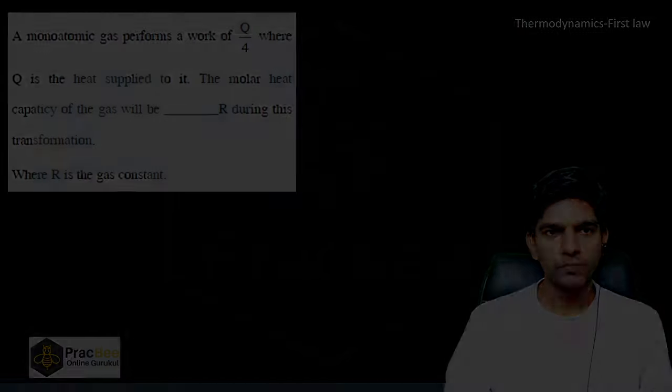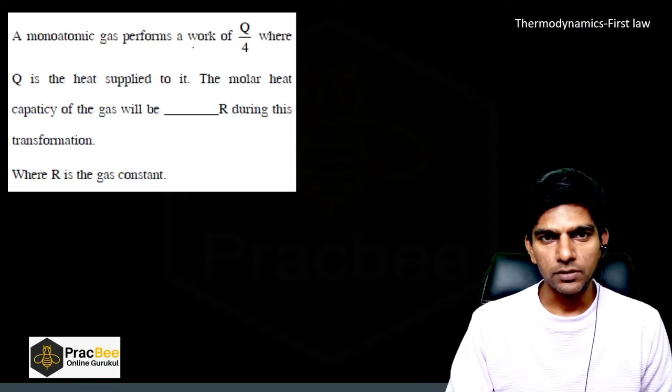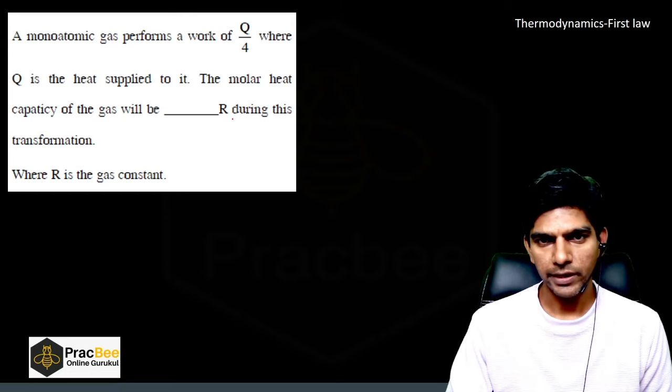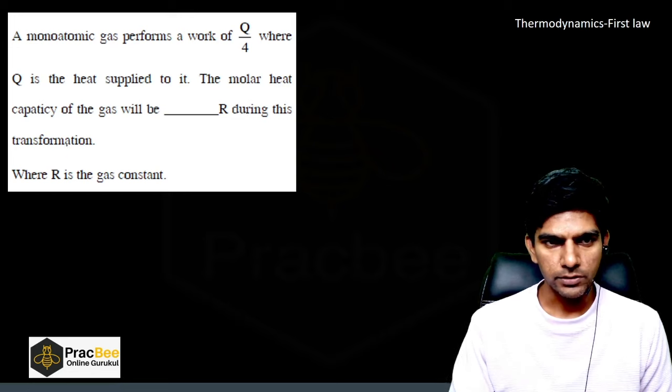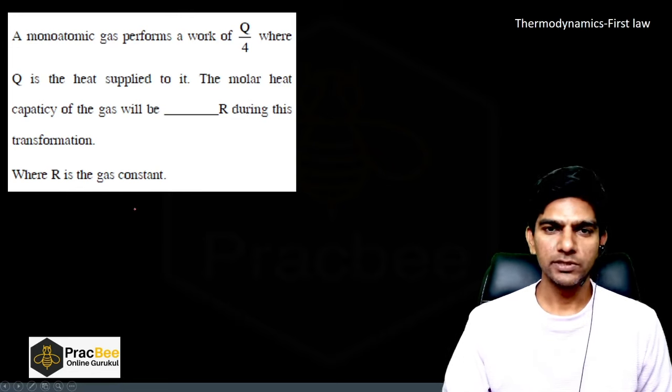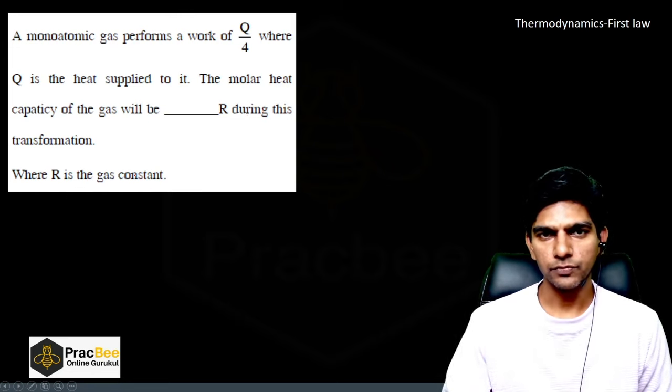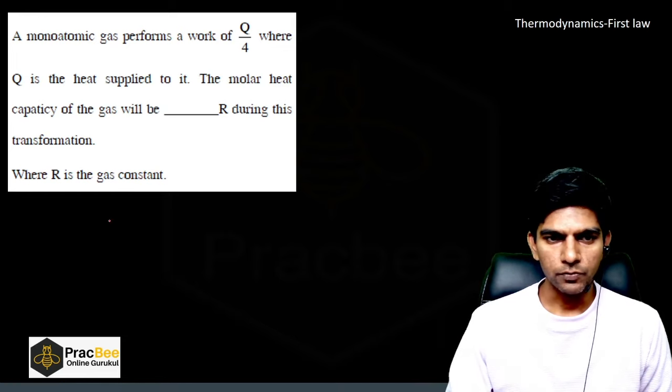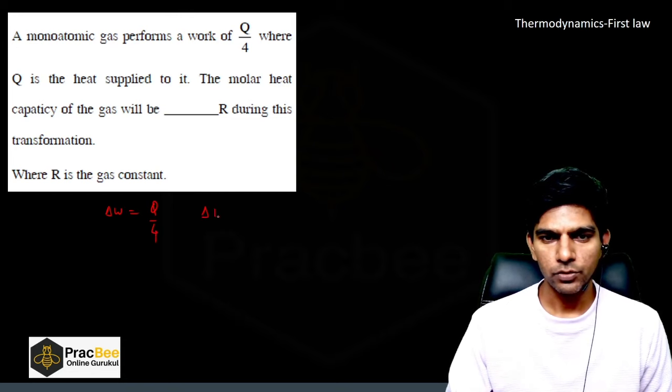Okay, now let us see one more question. A monatomic gas performs a work of Q by 4, where Q is the heat supplied to it, and the molar heat capacity of the gas will be dash times R during this transformation, where R is the gas constant. So basically we have to find the molar heat capacity for this particular process. So we have been given Q, the heat supplied, and by the first law of thermodynamics, work is also given, right? So delta W is given as Q by 4. So we can say delta U will be Q minus delta W, which will be 3 Q by 4.